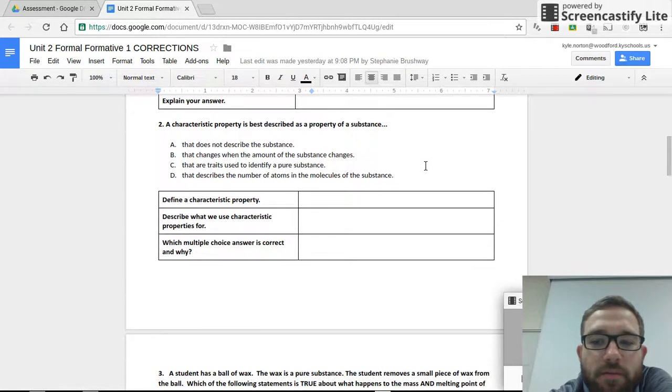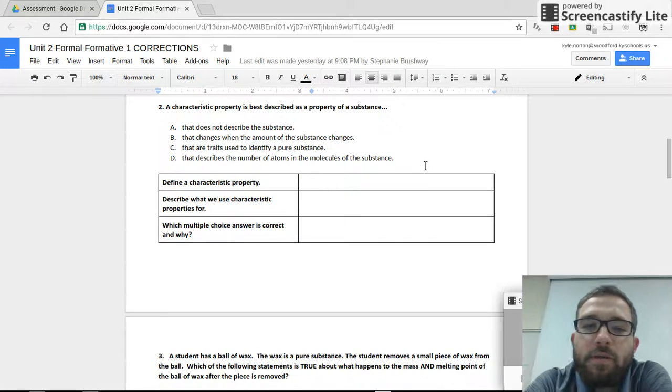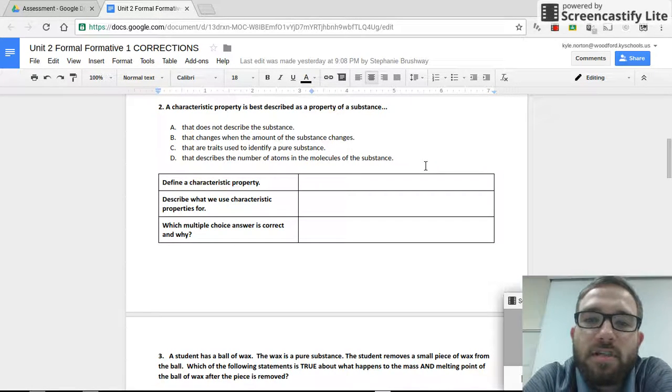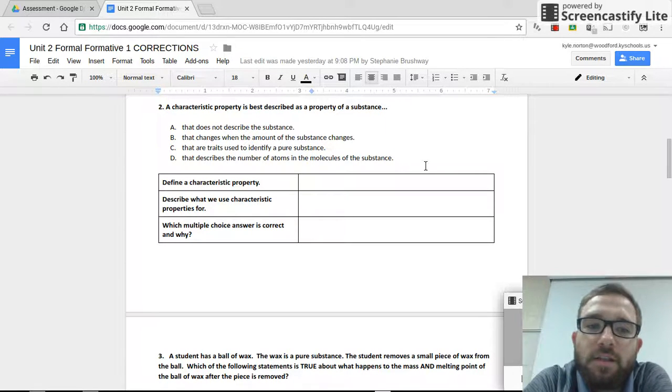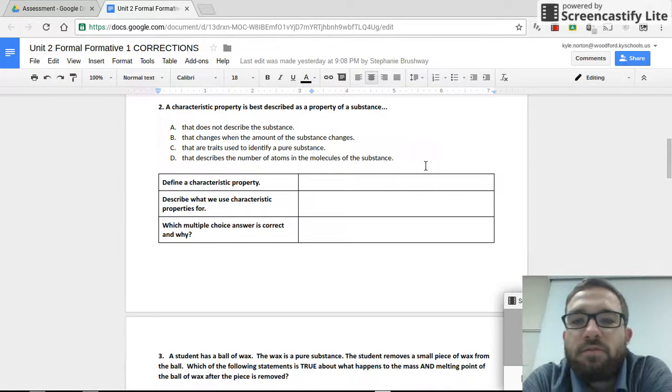In question 2 here, we're trying to figure out if you understand what a characteristic property is. And so a characteristic property is best described as a property of a substance. And so before I ever even look at what the answer choices are, typically if I take a multiple choice quiz or test, what I do is answer the question before I even look at the answer choices. And I know that a characteristic property is best described as a property of a substance that identifies a substance. So I'm going to look for those keywords as I read through the answer choices.